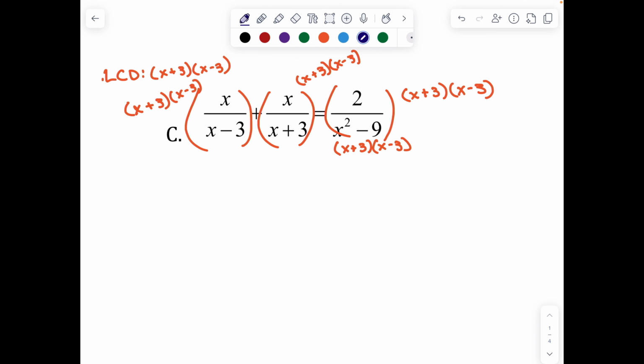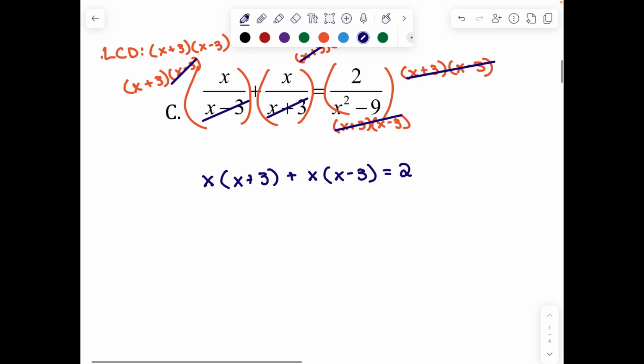So now that I have all that notation done, and notation is super important in this, so make sure we're working on that notation. I see my x minus 3's can be gone from here. So I'm just left with x times x plus 3 plus, here our x plus 3's can be gone. So I'm left with x times x minus 3 is equal to, here our newly factored x plus 3 times x minus 3 is gone. We're just equal to 2.